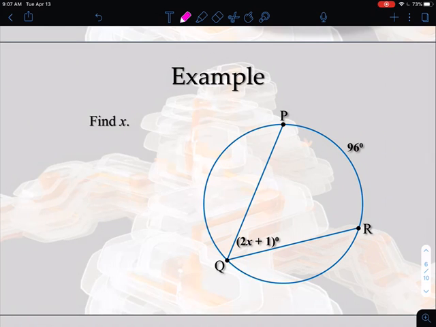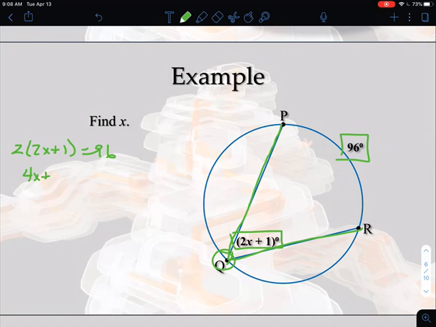As far as some examples then, kind of putting all of this together. So if we look at this first example, we notice that we have an inscribed angle. So my vertex Q is on the actual circle. And so that means that this angle is half as big as this arc. So I have two different options for solving this problem. I can either double my angle. So I can take two times 2x plus 1 and set it equal to 96. The angle times 2 is always equal to the arc. And so I'd get 4x plus 2 is equal to 96.